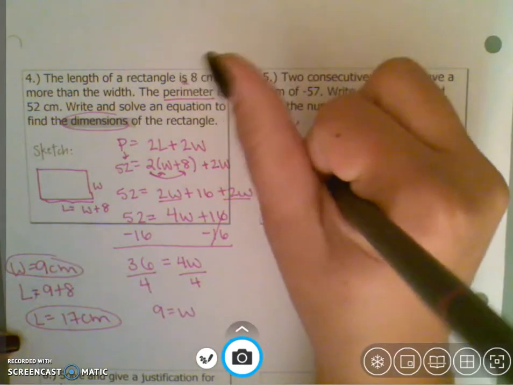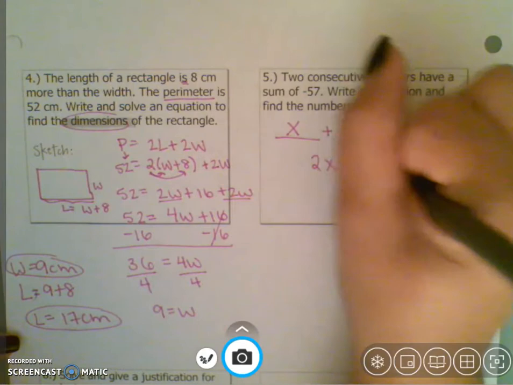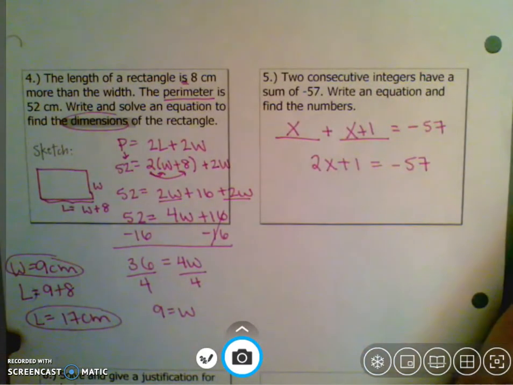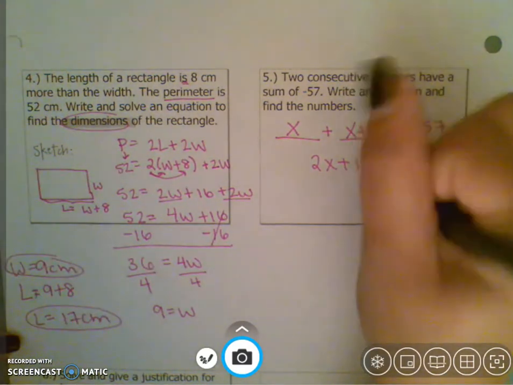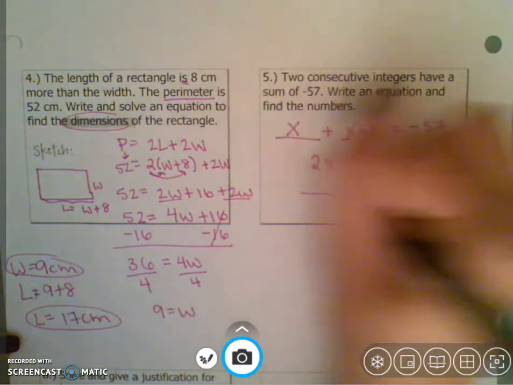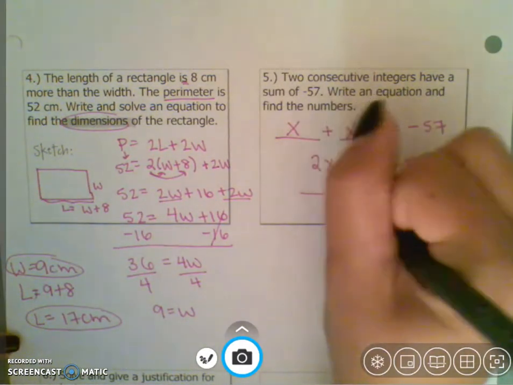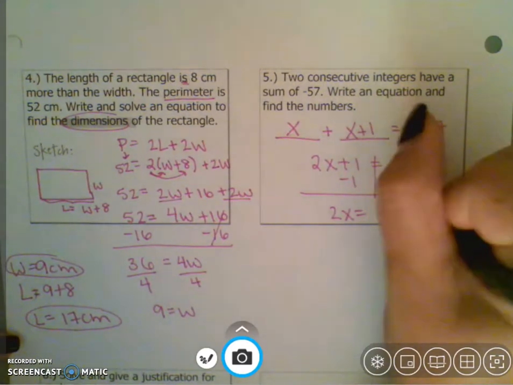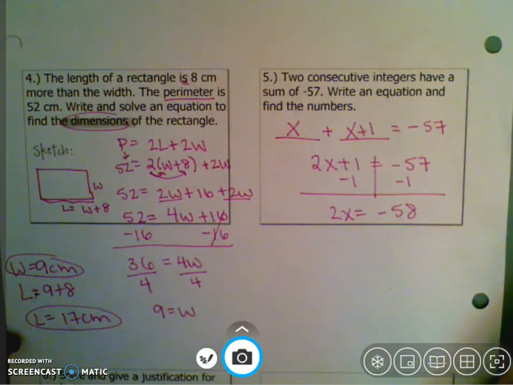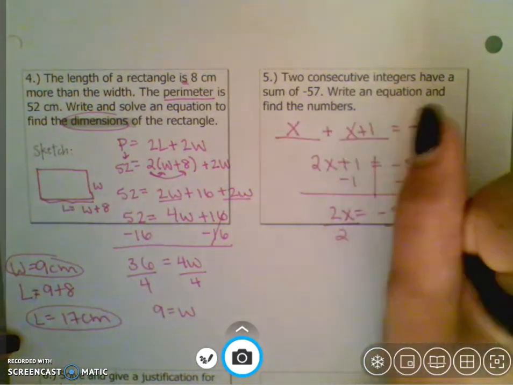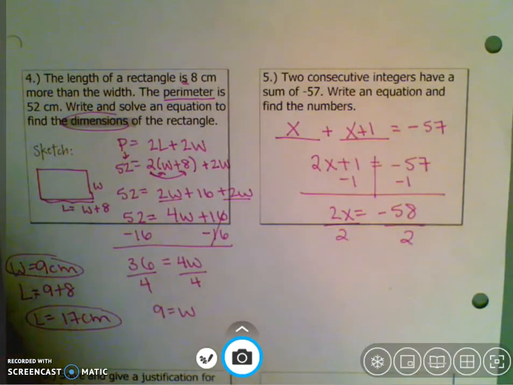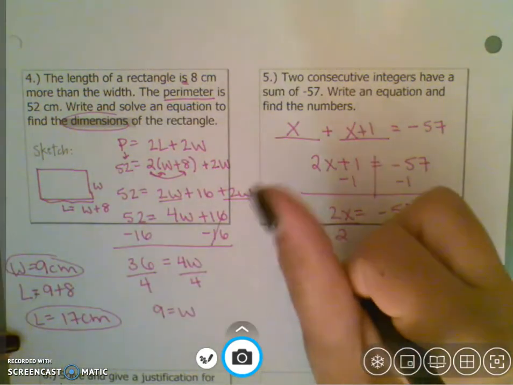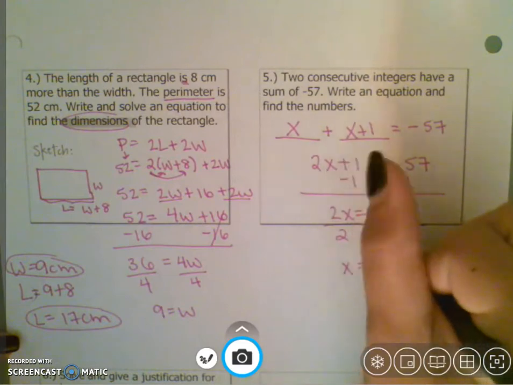Okay, you combine like terms, 2x plus 1 equals negative 57. Now it's your two-step equation. Pause the video and solve for x. Okay, you should subtract 1. Careful when you're subtracting 1, because this should give you negative 58. Careful. Divide by 2, and x equals negative 29.